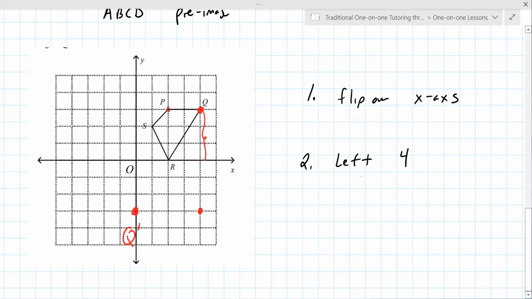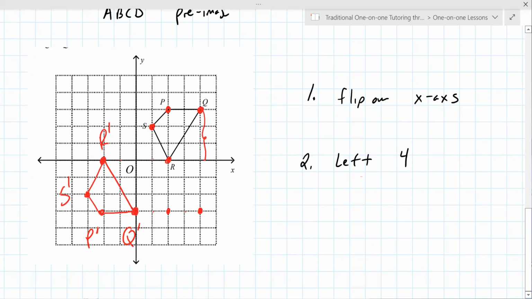You can do the same thing with P. P is, if it flips over the x-axis, it would be down here. Same distance away, and then it would go left 4, 1, 2, 3, 4. So there's your P prime. And then S, flip it, it's there, left 4, 1, 2, 3, 4. You can see that that's there, S prime. And then R, when you flip it, it stays on the axis and it goes left 4, like that, R prime. And there's your new shape.